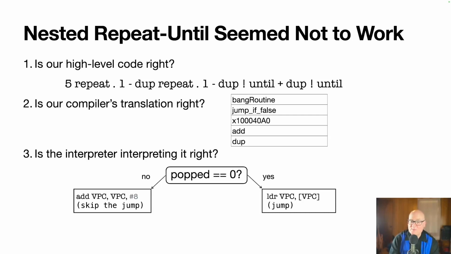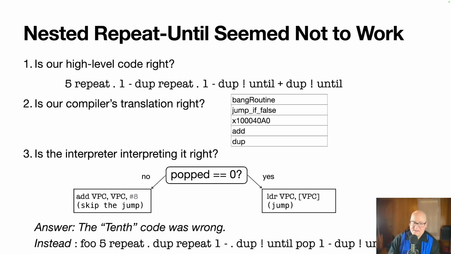Checking the interpreter, my fear was maybe the virtual PC was not pointing to the next address, but was pointing to the address it was executing instead, jump if false. And that turned out to be working fine. It was pointing where it should. So it turned out, surprise, the 10th code was wrong.